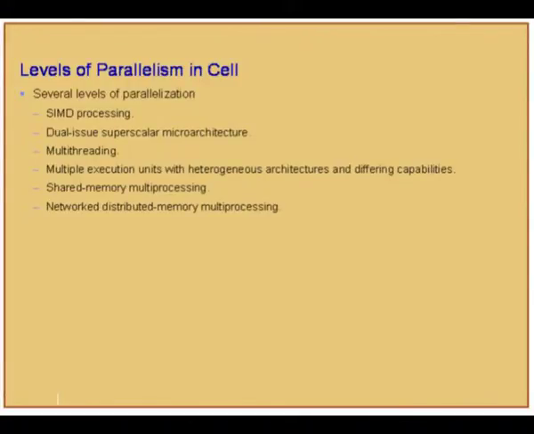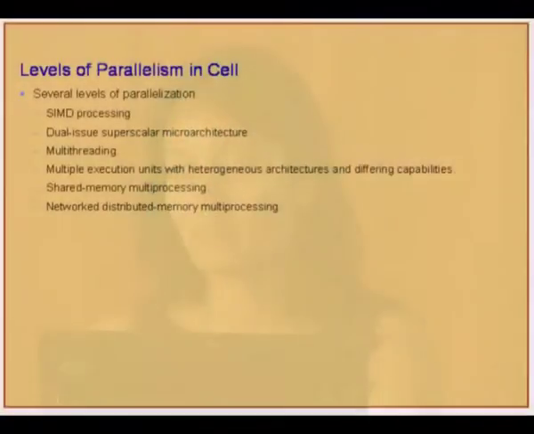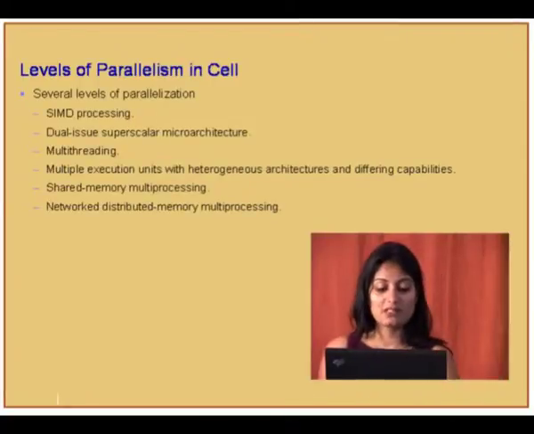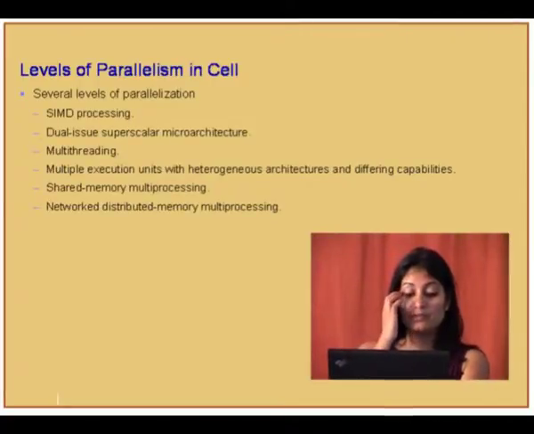So several levels of parallelization are available. One is SIMD processing, so we have the ability to vectorize our code. Dual issue is there, so in other words, we're not executing only one instruction at a time; we are executing more than one instruction at a time. Multi-threading support is available, and multiple execution units with a heterogeneous architecture, right? And then we have shared memory multiprocessing, and then distributed memory multiprocessing.